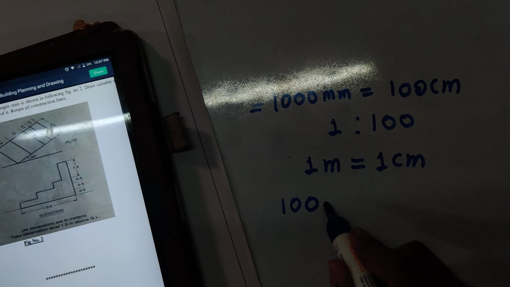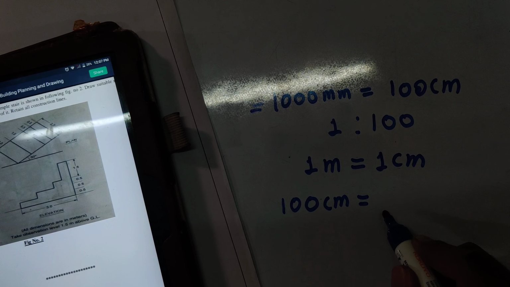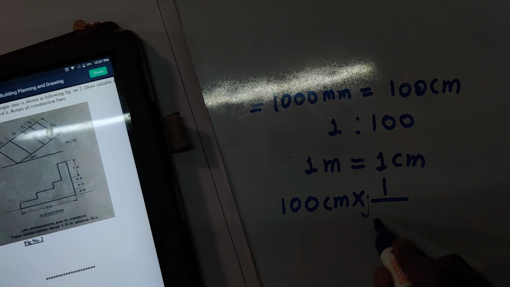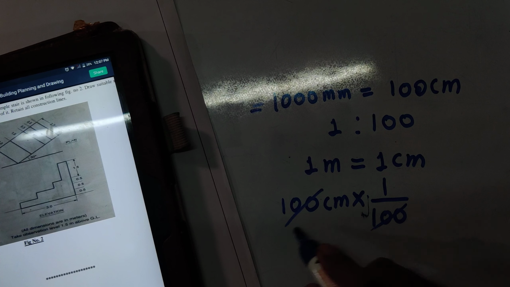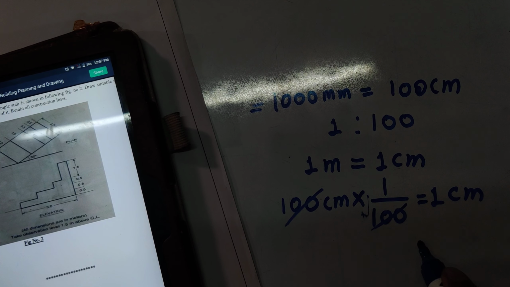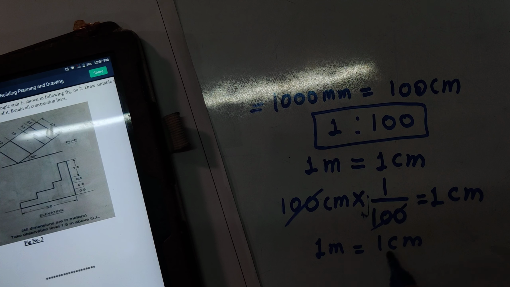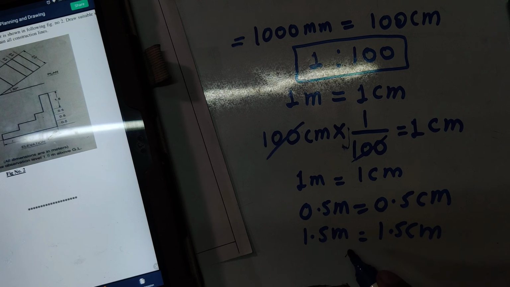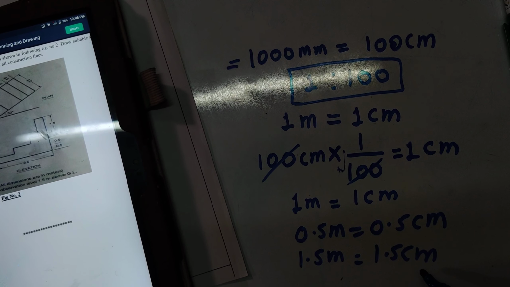So 1 meter is 100 centimeter, right? So 100 into 1 upon 100, your answer is 1 centimeter. In our drawing, 1 meter is equal to 1 centimeter with the scale of 1:100. 0.5 meter is equal to 0.5 centimeter. 1.5 meter is equal to 1.5 centimeter. So like that we'll select our dimensions. I think this point is very clear.